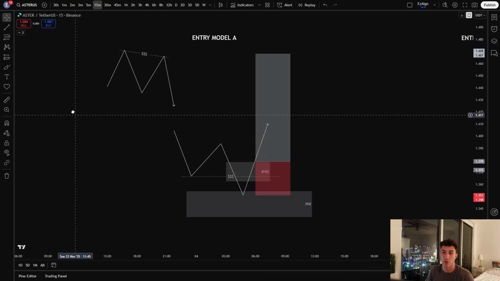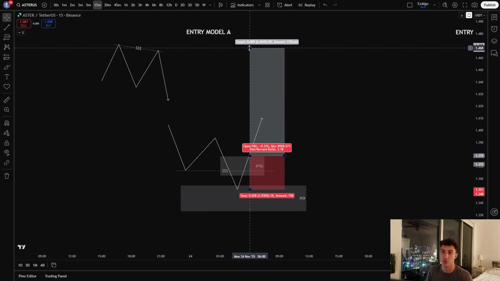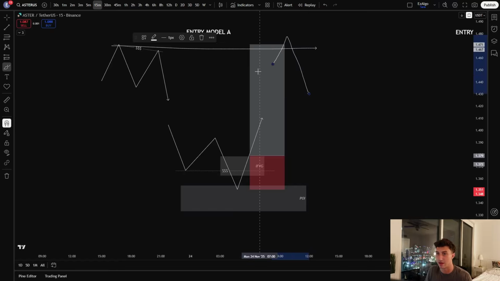So if you see that we have an equal high and then you see this formation, there's like an 8 out of 10 chance that price is going to come up to at least take out this high. Even if it eventually does move lower, you would have hit your full take profit.